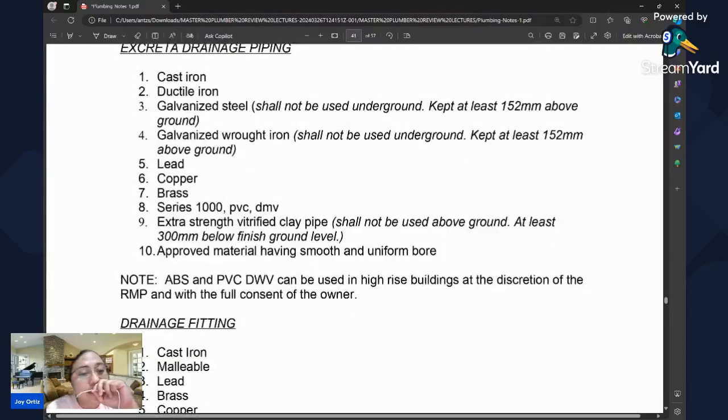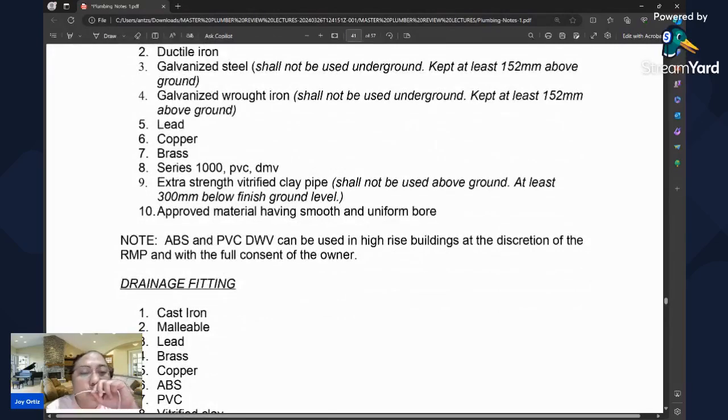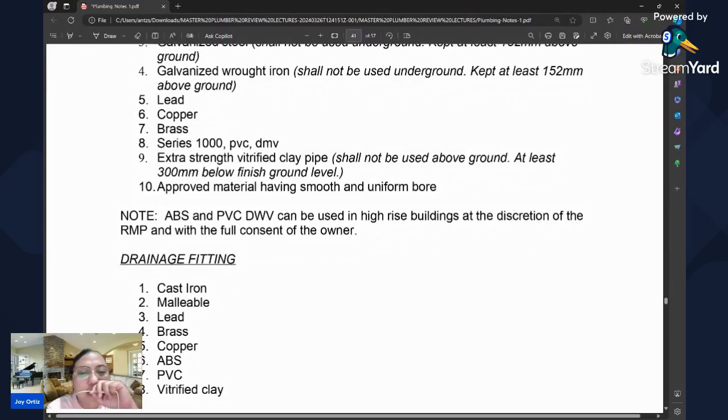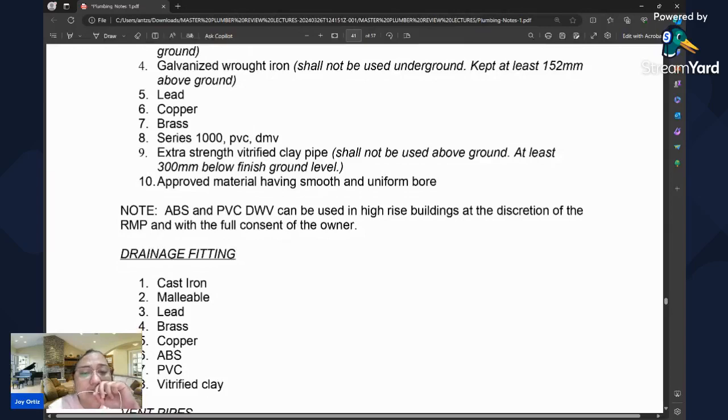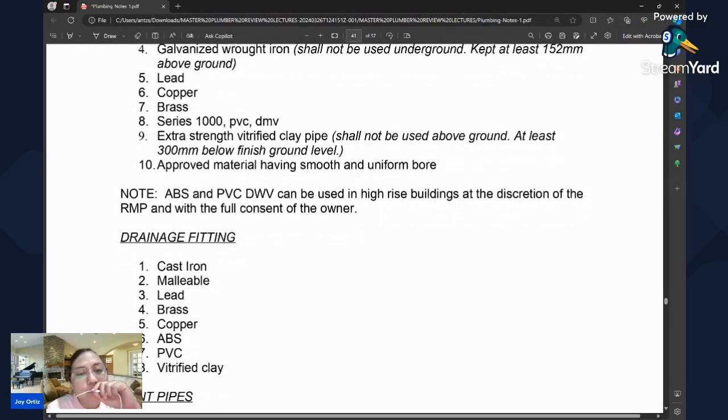We can use the lead, the copper, the brass, the Series 1000 PVC DWV. Extra strength vitrified clay pipe shall not be used above ground. The vitrified clay pipe is the opposite of the galvanized: galvanized cannot be put underground, while vitrified clay cannot be used above the ground. It should be at least 300 millimeter below finished ground level. So the vitrified clay pipe is more for underground. We have the approved material having smooth and uniform bore.